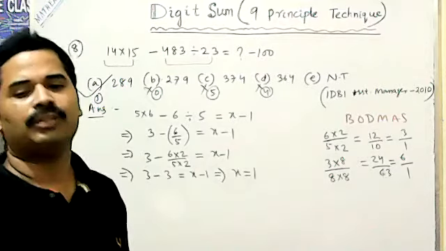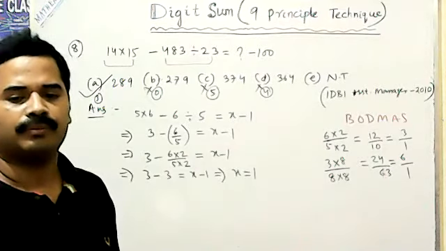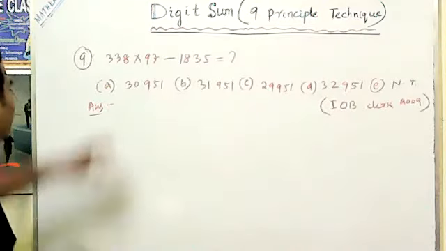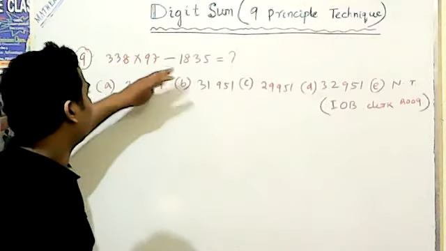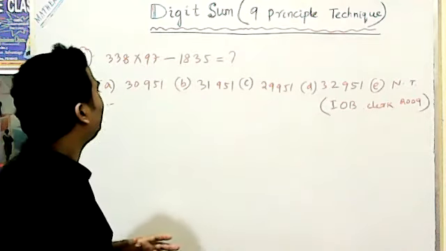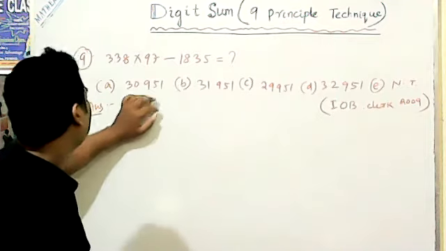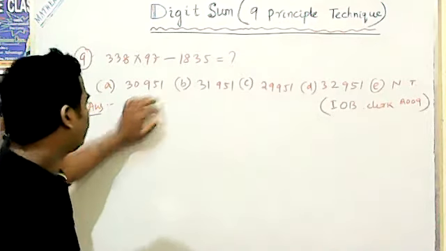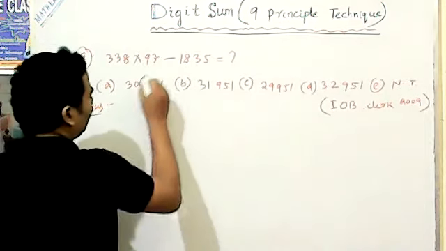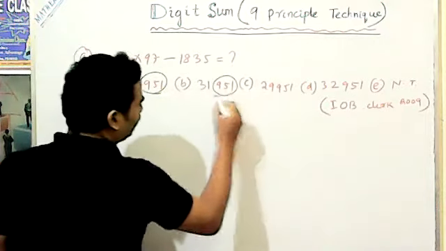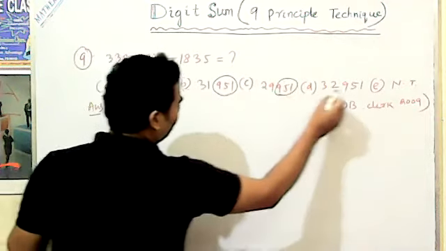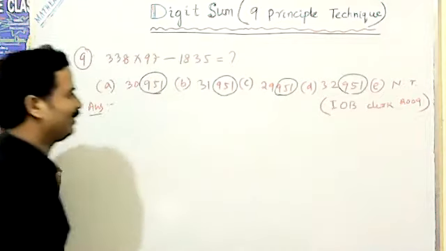Now another question you can say what we'll do. Take the example, that is example 338 into 97 minus 1835 is equal to this. That means 333095. देखो, here 951 is here, 951 is here, 951 is here, 951 is here.